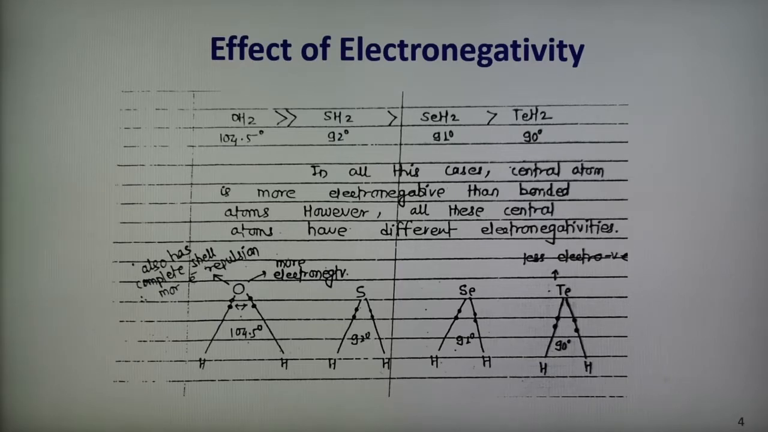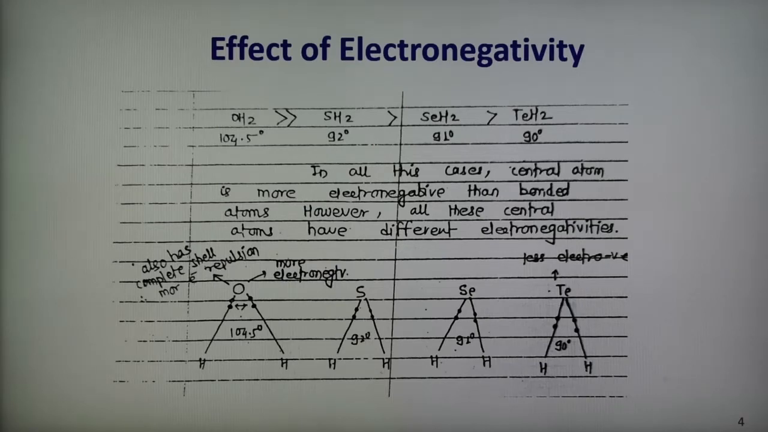While in the second example, H2S, sulfur cannot attract the bonded electron pair toward itself as oxygen does. Therefore, the bond pair electrons are comparatively away, which shows comparatively less electronic repulsion, and it results in a smaller bond angle. So this is the reason that it shows a smaller bond angle as compared to OH2.